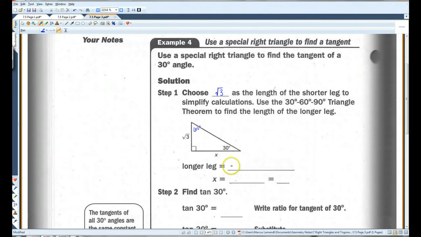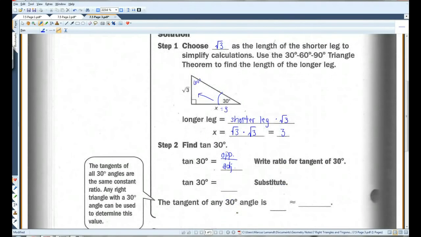The longer leg is the shorter leg times root 3. So x is root 3 times root 3, which is 3. If we're looking for tangent of 30 degrees, that's going to be the opposite over adjacent. They want us to write out the ratio again. You don't have to do this in your actual notes, but they want it in here. Opposite over adjacent. Root 3 over 3.